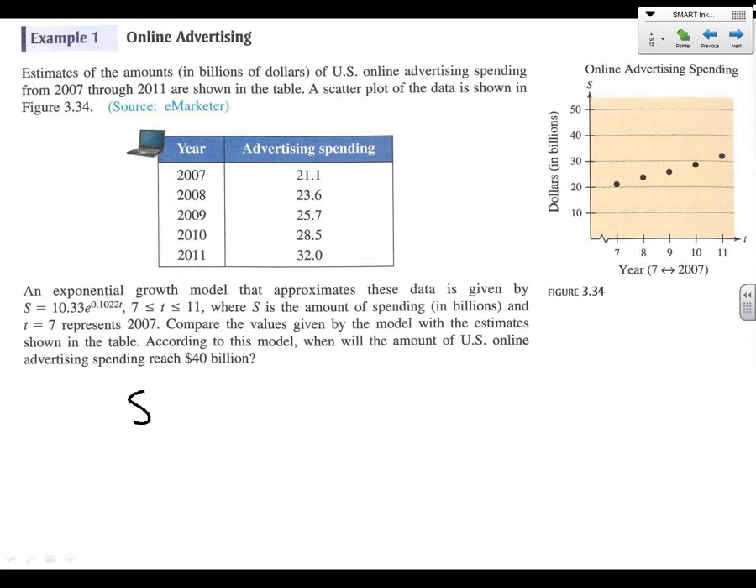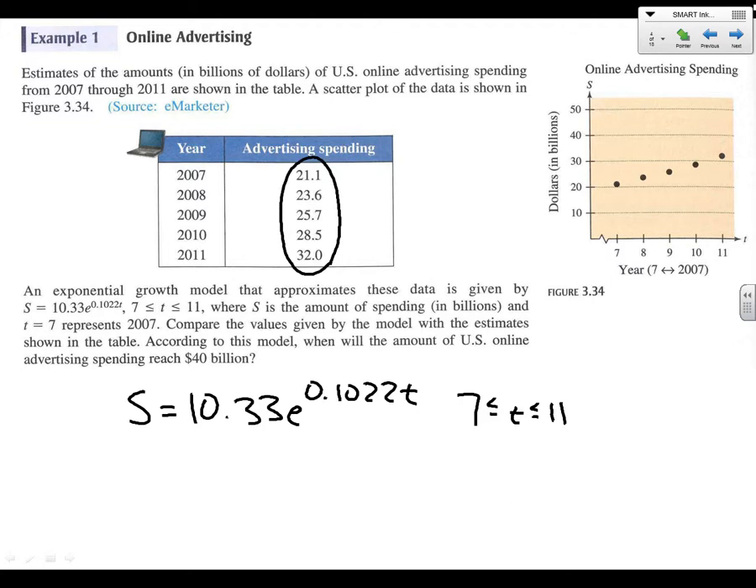They say that S equals 10.33 e to the 0.1022t, where 7 is less than or equal to t, which is less than or equal to 11. This model is what we came up with based on these numbers here. They ask: according to this model, when will the US spend 40 billion on advertising? So let's find out.